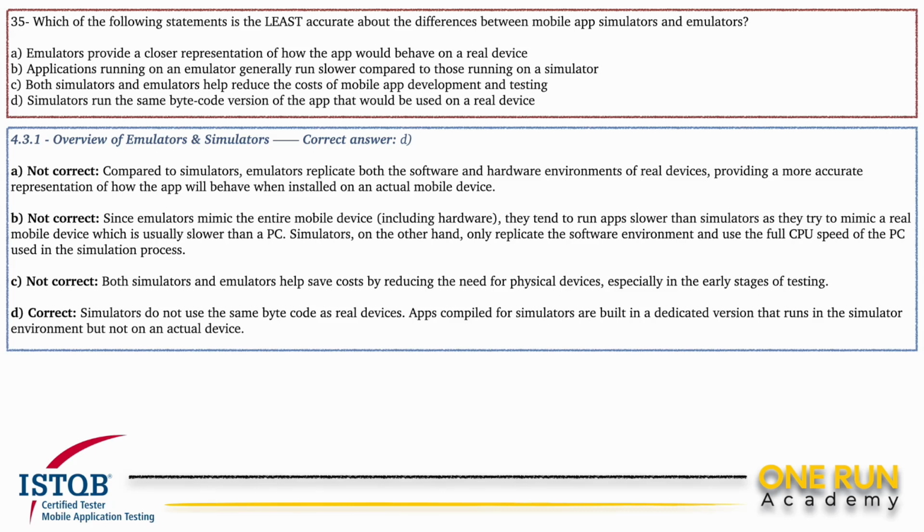When you run an app on a simulator, it's compiled in a special version that works in the simulator's environment, but it wouldn't run on an actual mobile device. This is a key difference between simulators and emulators. So the least accurate statement is option D, because simulators don't use the same bytecode as real devices, which means they aren't as close to real-world conditions as emulators.